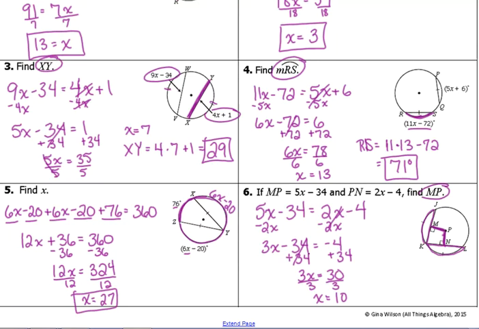They didn't want x. We want MP. We have an expression for MP. 5 times x minus 34. 50 minus 34 is 16. It's a length. It is not an arc. So we just leave it as 16.